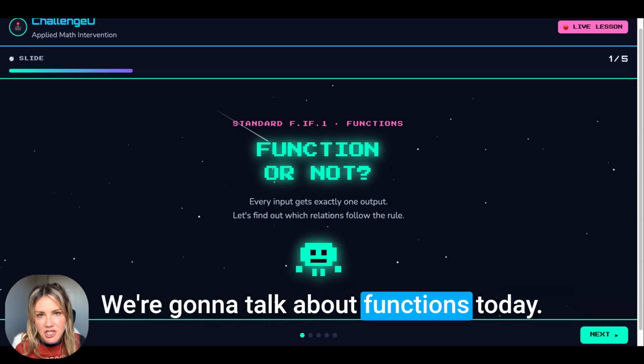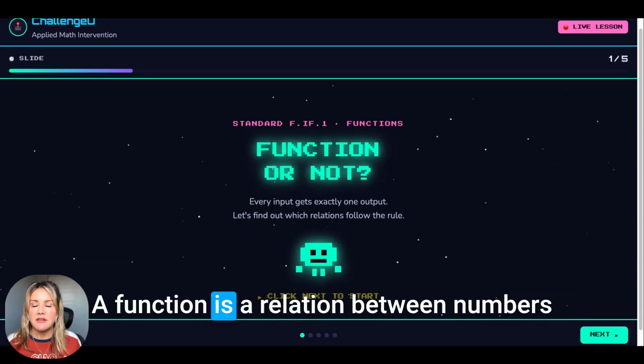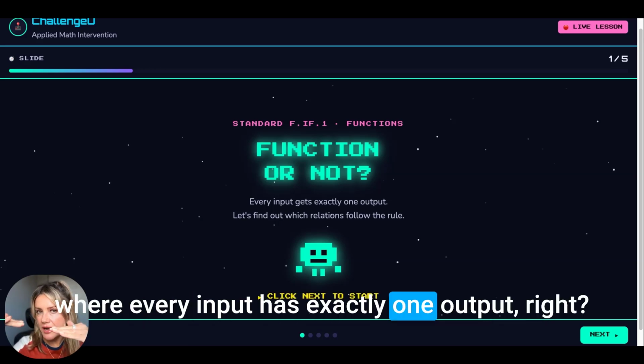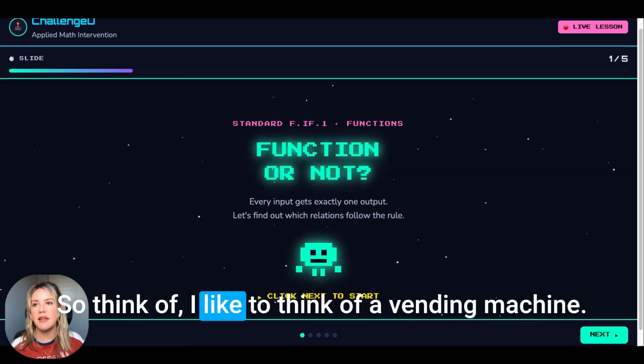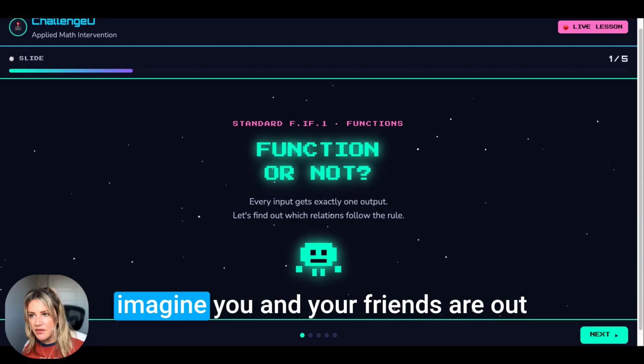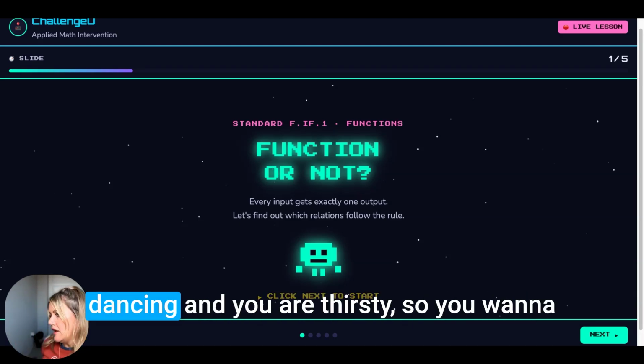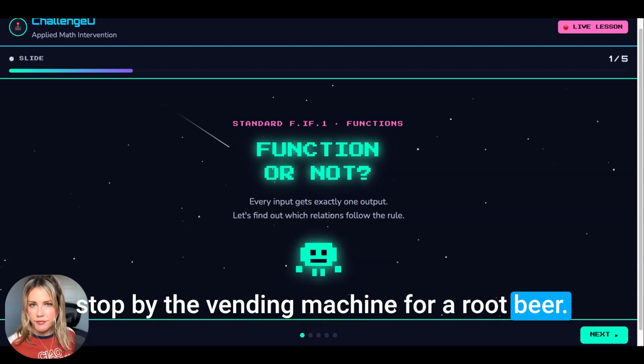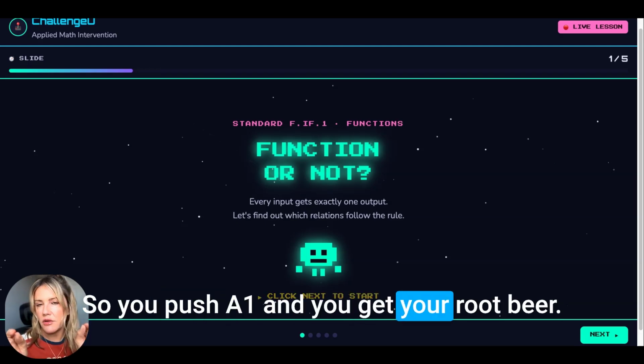We're going to talk about functions today. A function is a relation between numbers where every input has exactly one output, right? So I like to think of a vending machine. Imagine you and your friends are out dancing and you are thirsty, so you want to stop by the vending machine for a root beer. So you push A1 and you get your root beer.